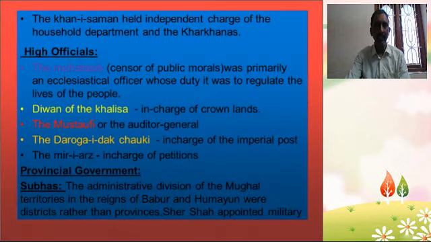The Khan-e-Saman held independent charge of the household department and the Karkhanas, high officials of the Mughal administrative system. The Muhtasib, censor of public morals, was primarily an ecclesiastical officer whose duty it was to regulate the lives of the people.